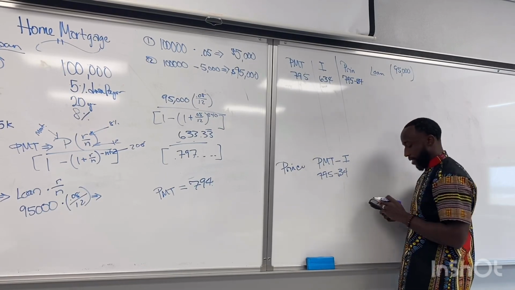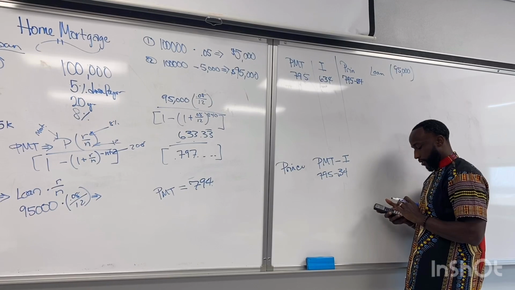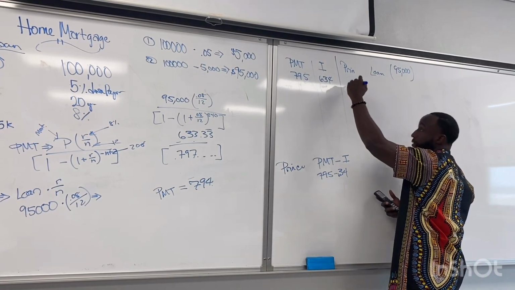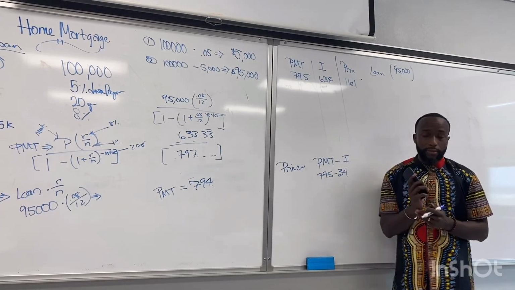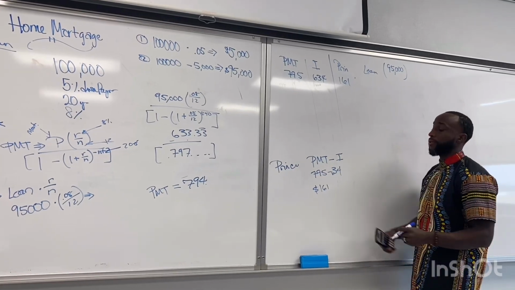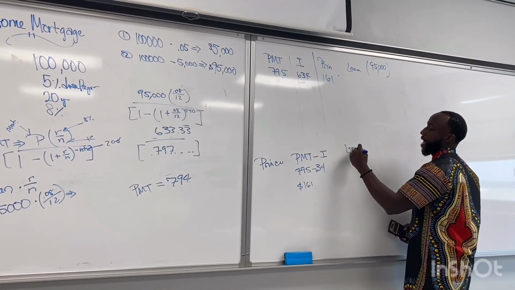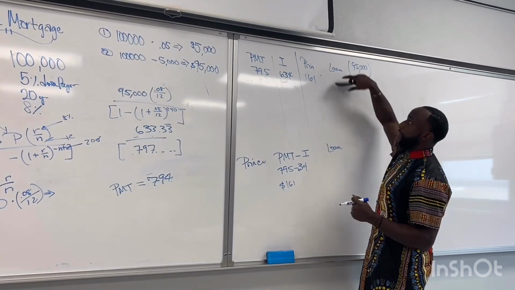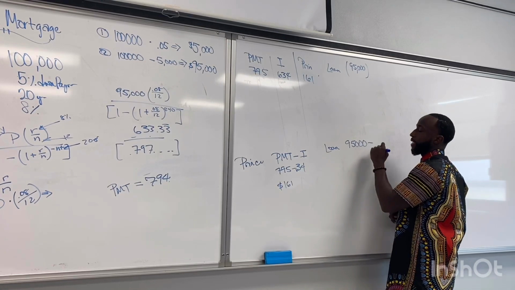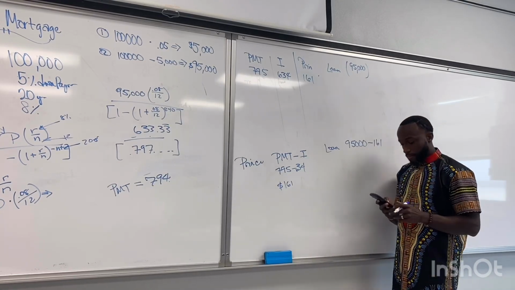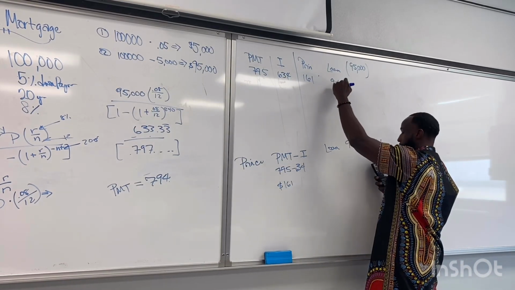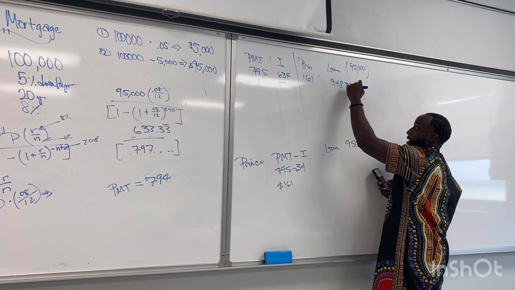Oh, that's 634. I keep writing the 3 first. So the only amount that goes towards the principal is 161. 161 is the only amount that goes to the house, not the bank. So after your first month, the value of your loan is going to be $95,000 minus $161, which is going to be $94,839.